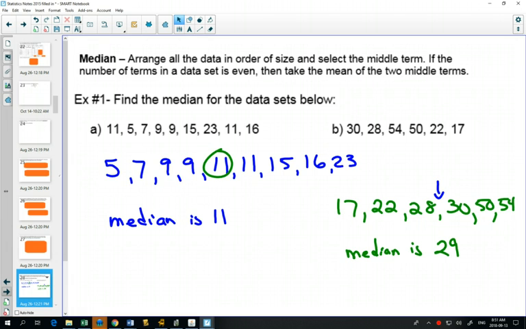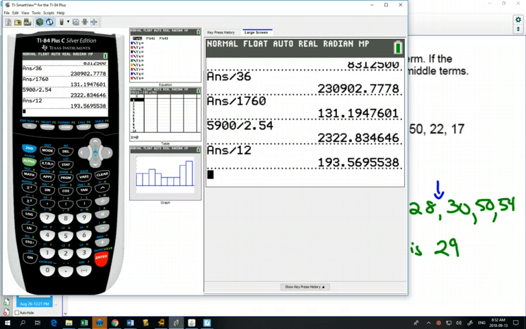One of the things that we're going to do a lot this year is look at a question and try to determine, can I do it faster on my calculator or can I do it faster in my head? So we need to be adept with how do we get stuff like this with our calculator? How do we get stuff like this in our head? And this one wasn't too bad to figure out 29 was the median in our head. What would we have to do if we went to our calculator?